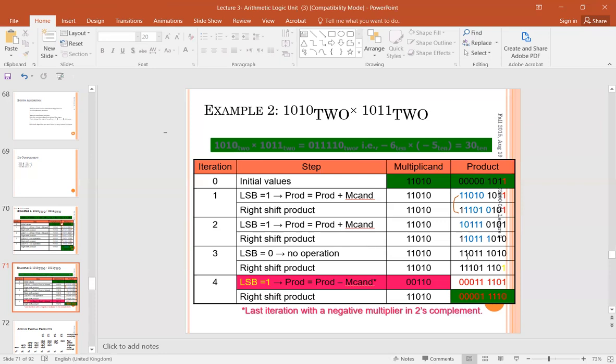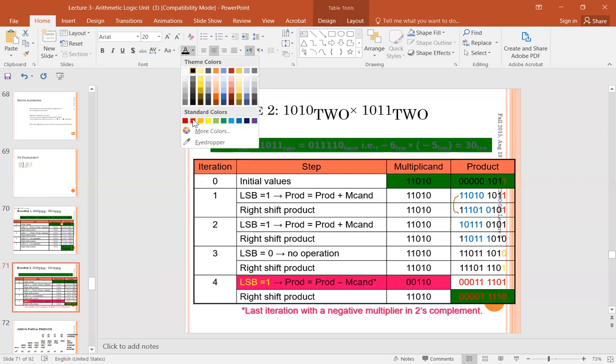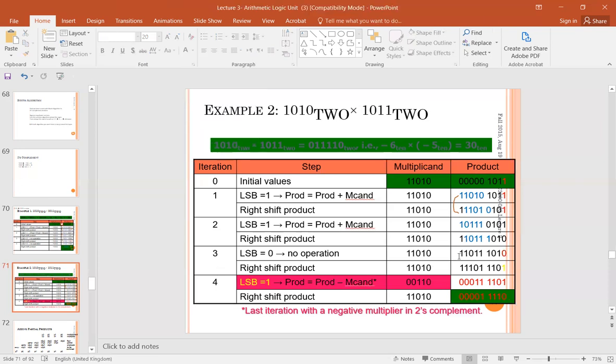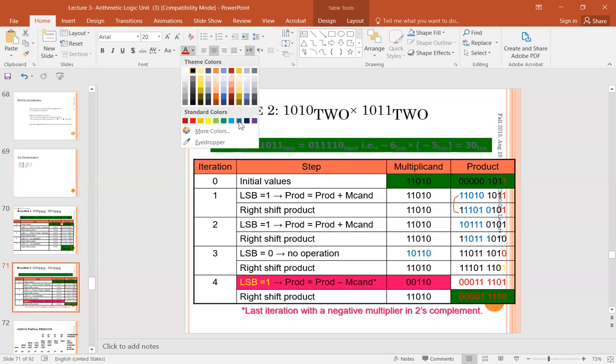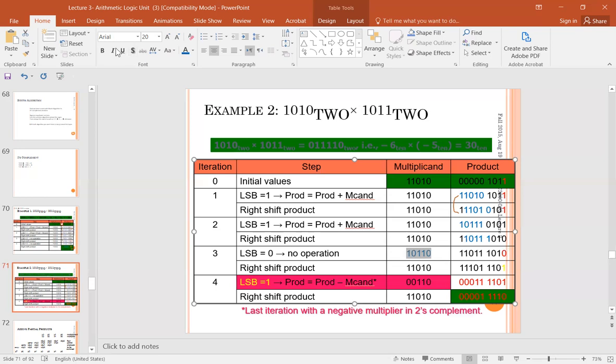So now my least significant bit, my red bit, is 0. So I'll just do a shift. So I shift all of this. No, not this one. Sorry. I'm going to shift this guy to the right.